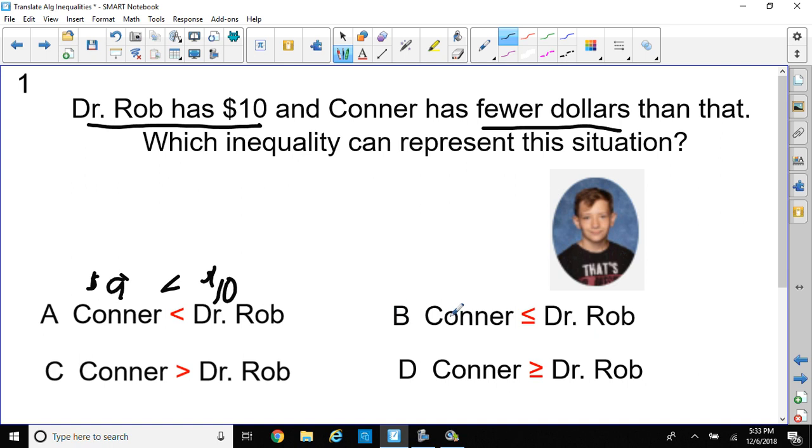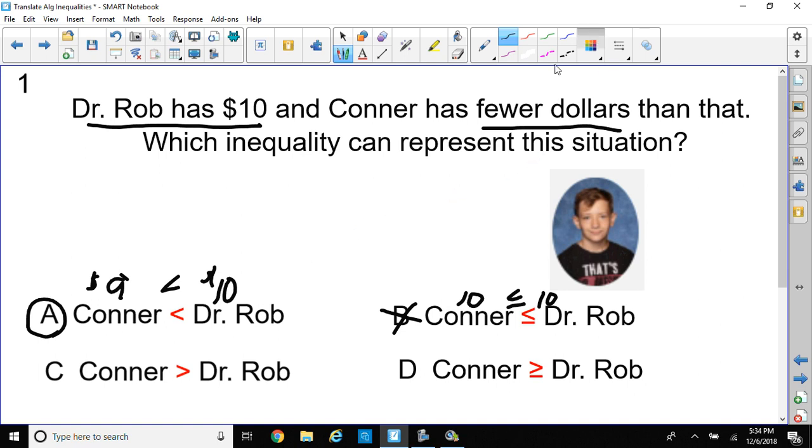And I'll look at B, though. That's a good choice. Less than or equal to. Well, if Connor had $10, because we have equal to, and Dr. Rob has $10, would that be a viable choice? Well, 10 is not less than 10, so it's equal to 10. So that's why B is not a good choice, but it's close because Connor has less than, so we need to go with choice A. So he cannot have equal to Dr. Rob. He has to have fewer dollars than Dr. Rob. So we'll go with choice A.